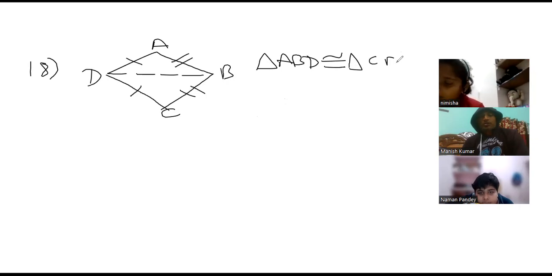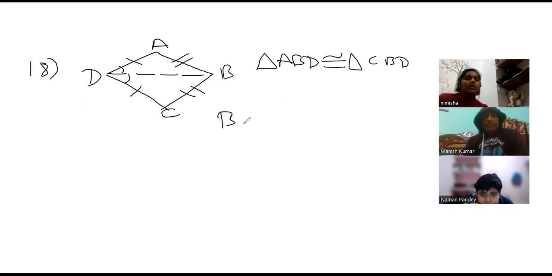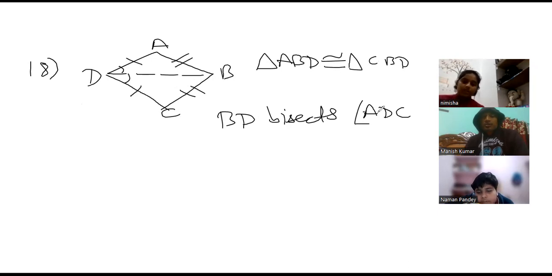CBD? CBD. If they are congruent, then this angle will be equal to this angle. So that means BD is bisecting angle ADC. BD bisects, it divides it into equal parts, bisects angle ADC, isn't it? Is it clear? So this one is true, others are wrong, okay?